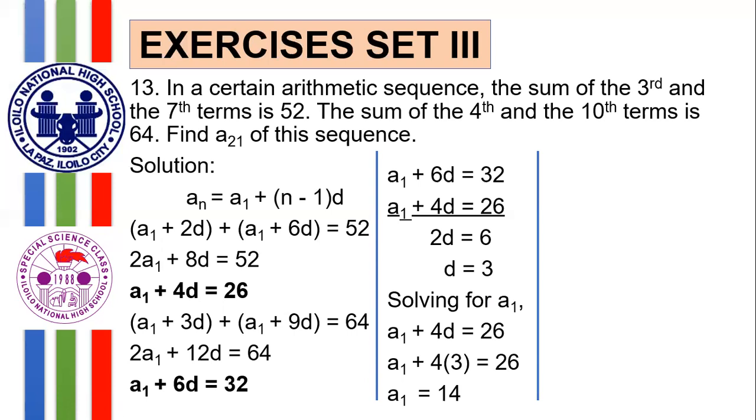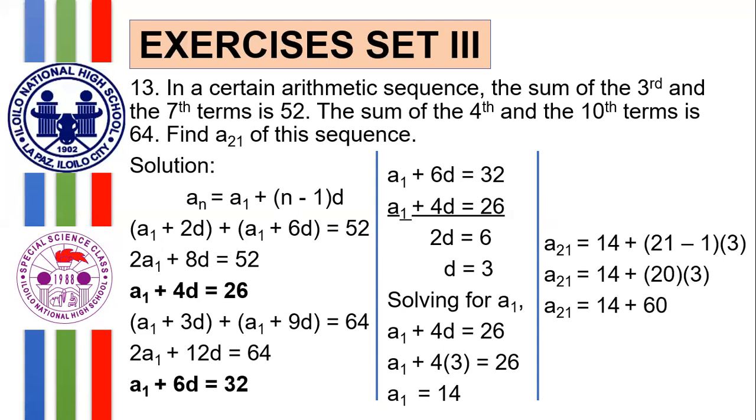Since we now have the value of the first term and the value of our common difference, we may now solve for the 21st term of this arithmetic sequence. Using again the explicit form, we have a sub 21 equals the first term, which is 14, plus n, here 21, minus 1, multiplied by the common difference, which is 3. 21 minus 1 is 20, times 3, which is 60. And 14 plus 60 here is 74.